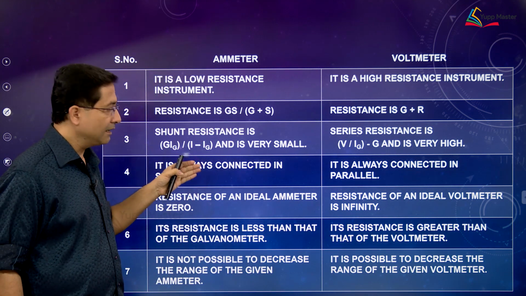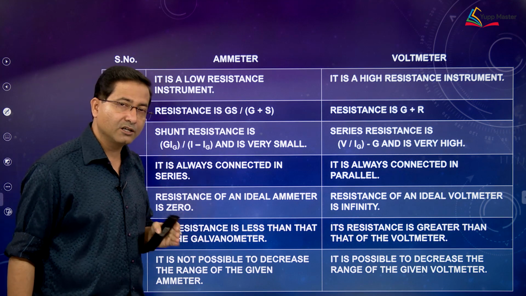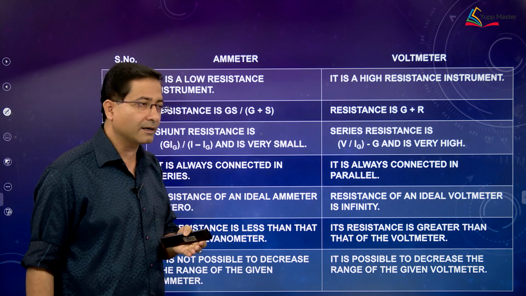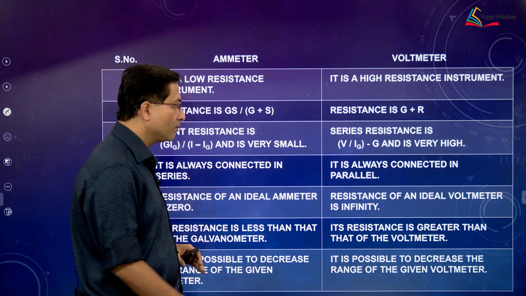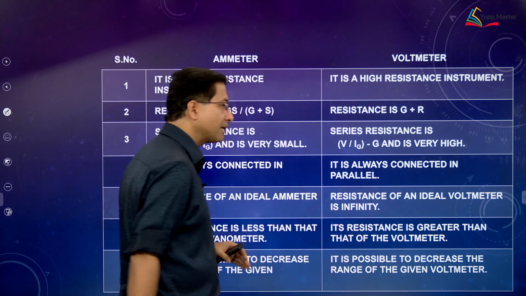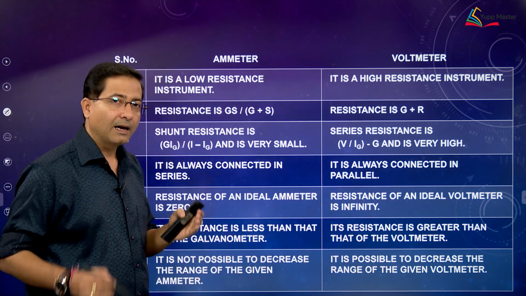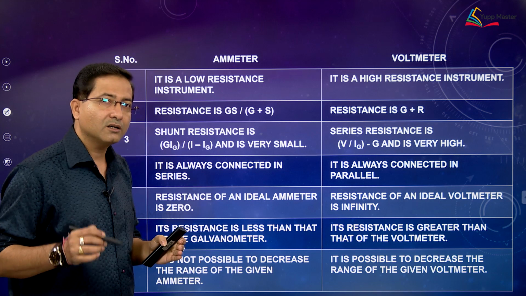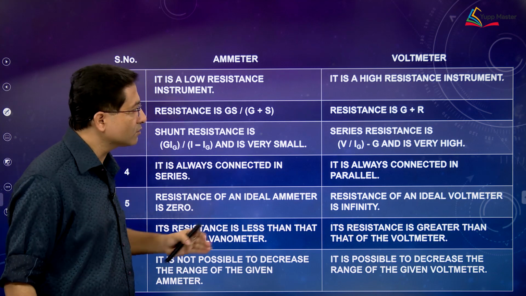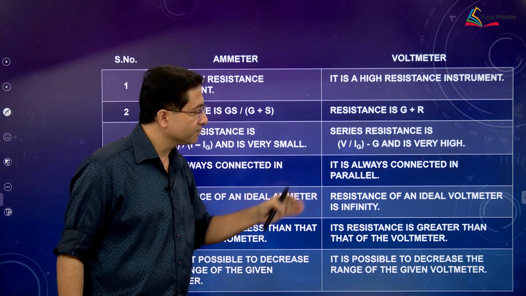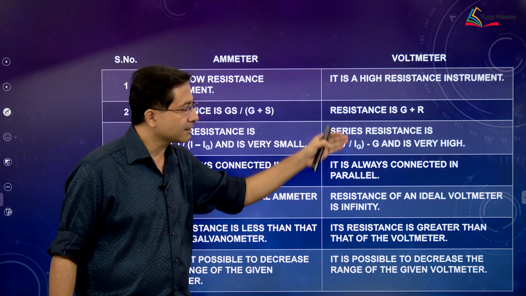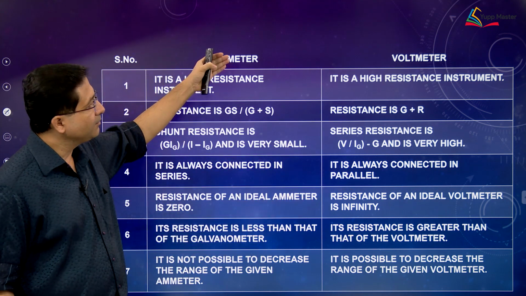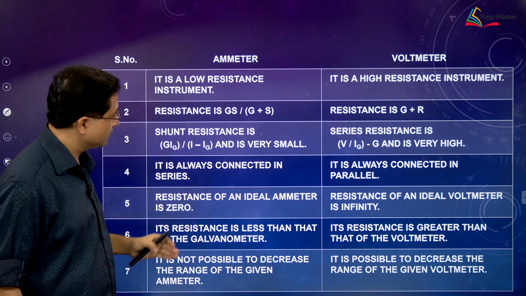An ammeter is to be connected in series in the branch through which we want to measure the current, while in case of the voltmeter, the voltmeter should be connected in parallel across the resistor through which we want to find out the potential difference, right. So voltmeter is connected in parallel, ammeter is connected in series.